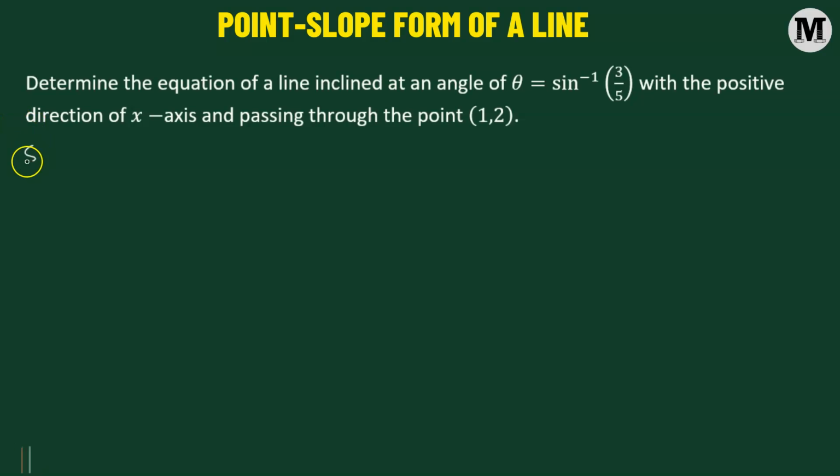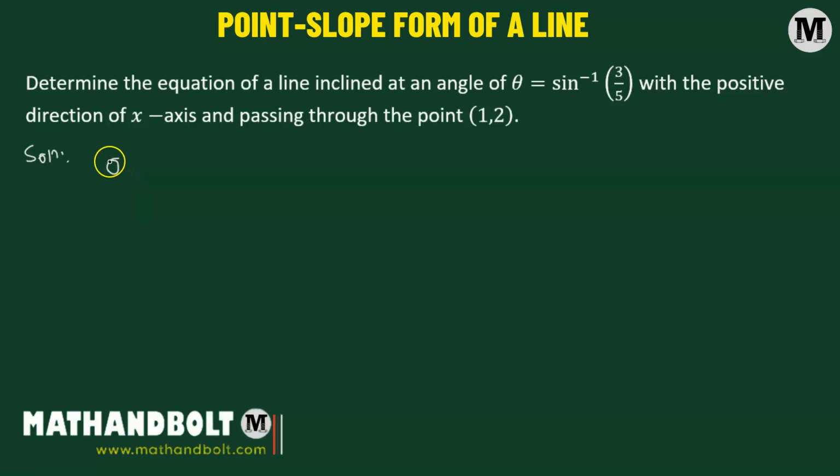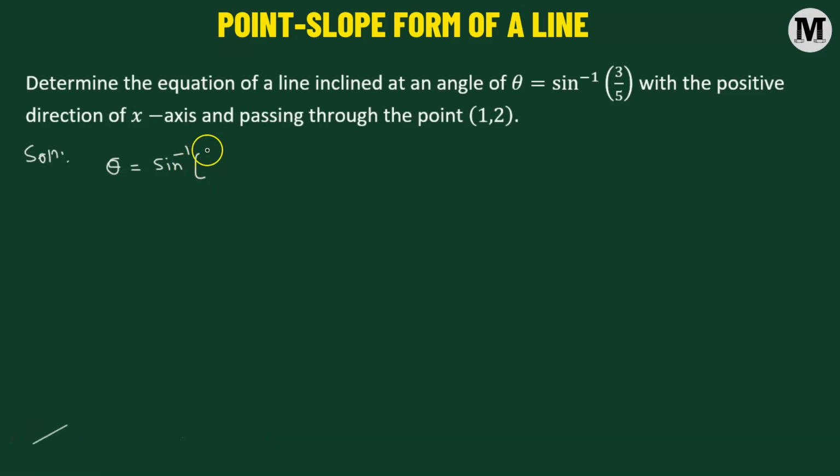So here it's given that the angle the line makes with the positive direction of x-axis, which is theta, is given by the inverse sine of 3 over 5. So in other words, if we take the sine on both sides, we get sine theta equals 3 over 5. However, in order to define the slope of a line, we know that it's the tangent of the angle that the line makes with the positive direction of x-axis. But in our case, we have sine of the angle theta, which means that we will need to convert the sine function to the tangent function.